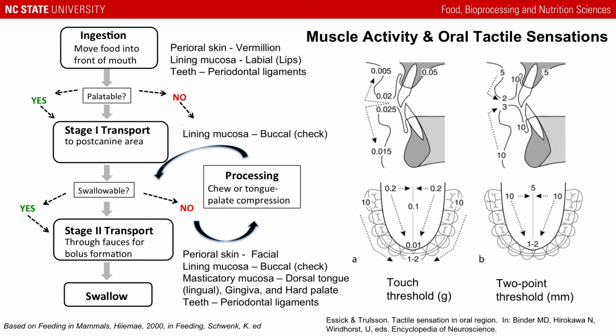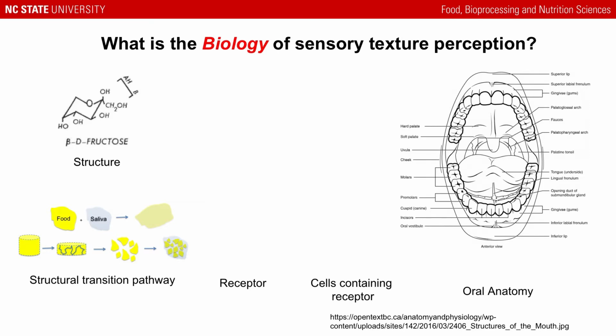So it's not like we've got this one little sweetness receptor that binds a molecule. We've got all kinds of information coming in for texture on the physiological side that needs a lot of work to understand, okay? So the real trick that we have in the future from the biology side is understanding how the structure transition pathway translates through these receptors, through the cells in the oral cavity to give us this perception.